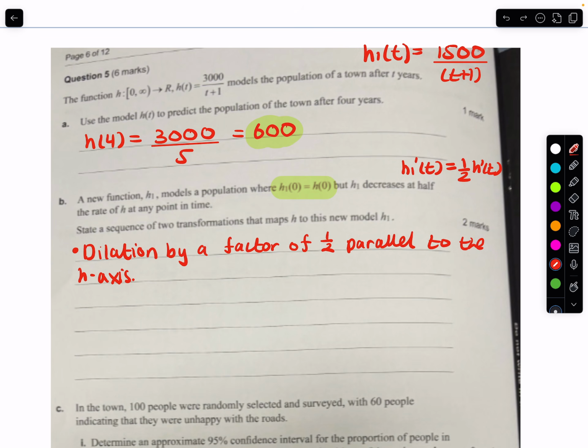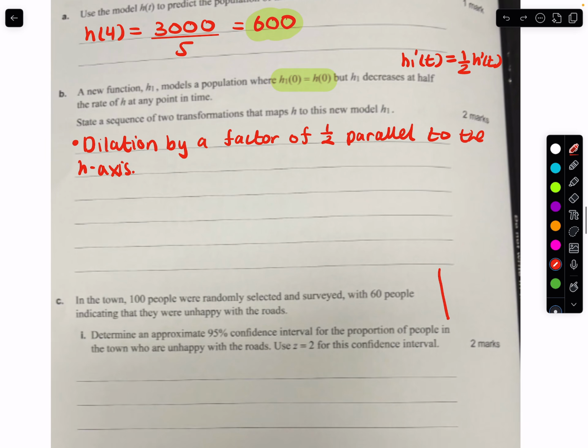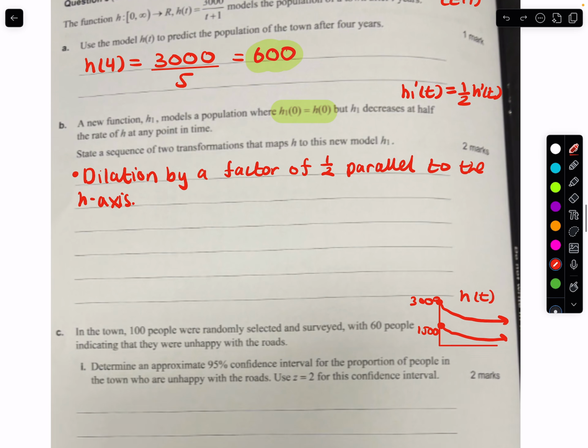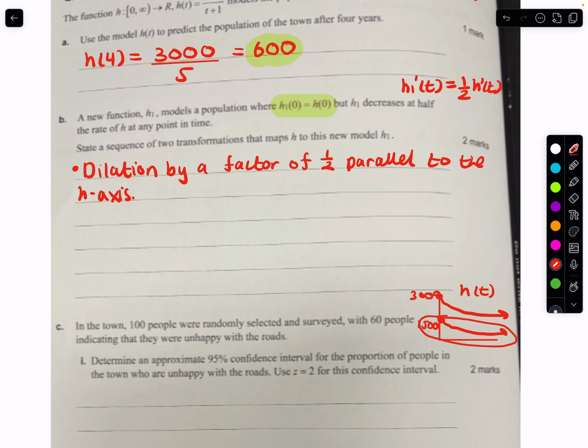Well, think of it like this. I'm going to make a fake graph just to explain this a little bit. Imagine this is your initial population. It's 3,000 and it's decreasing, like that. This is your h of t. And then this one looks like that, and that's 1,500. That's 3,000. So right now, h of t has been dilated by a factor of half, which now looks like this over here.